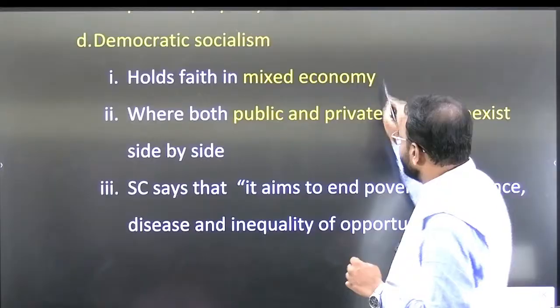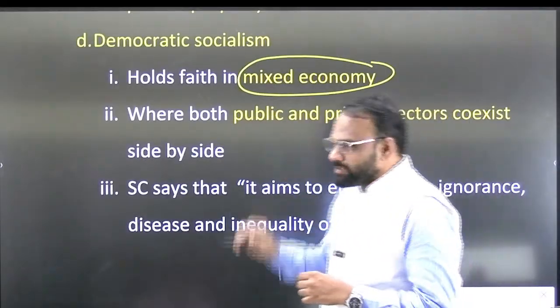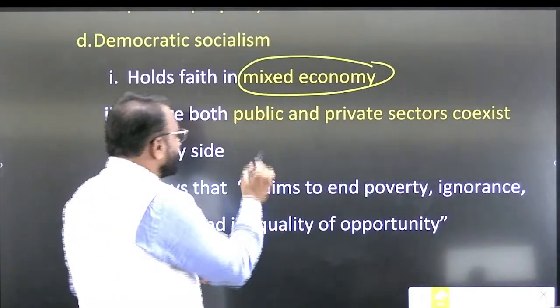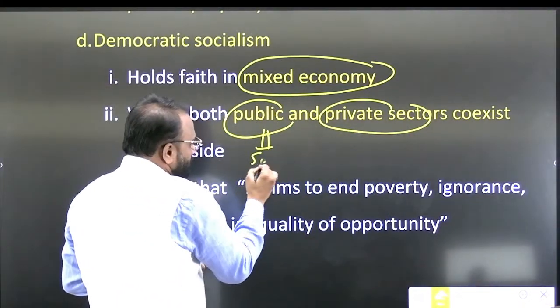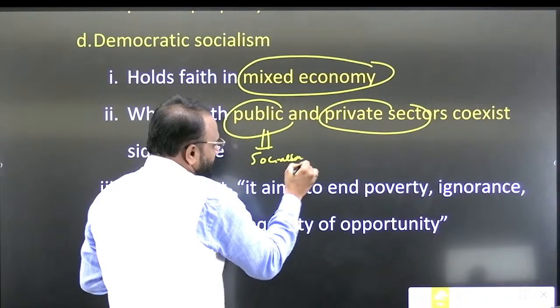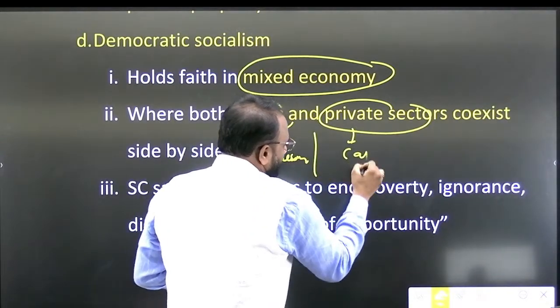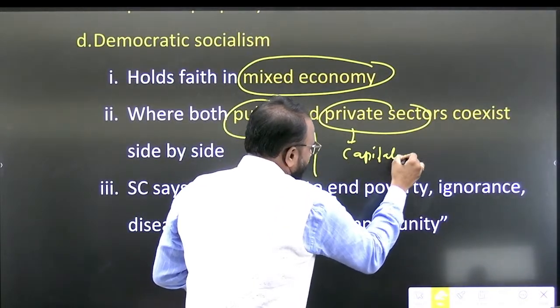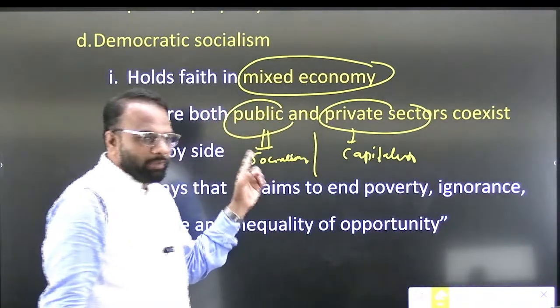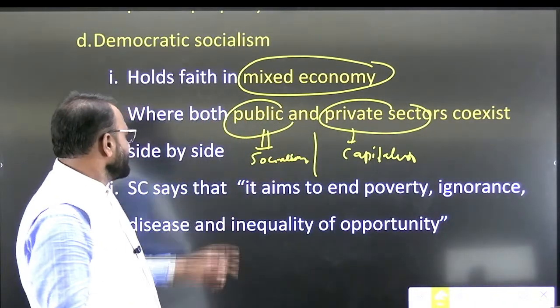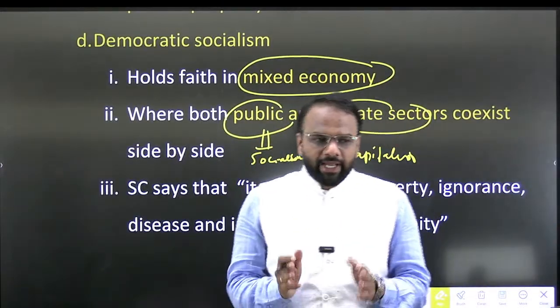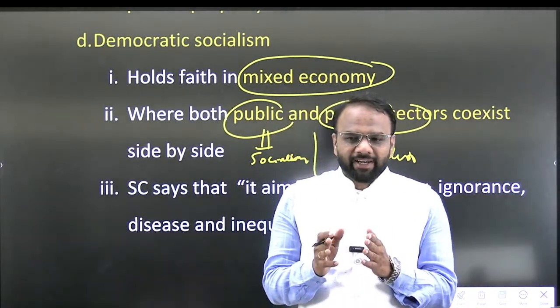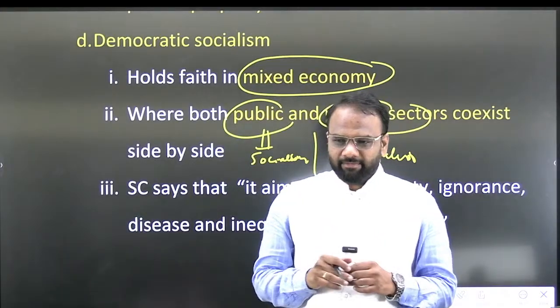It holds faith in mixed economy. What is mixed economy? Where both public and private sectors coexist. So public means socialism related principles, private means capitalism related principles. So here both public and private sector coexist side by side. So in India, both public and private sector coexist side by side.